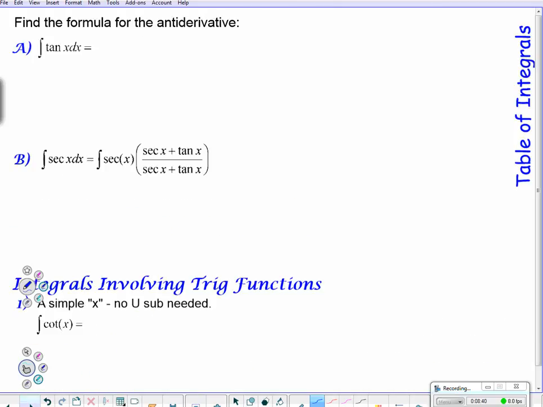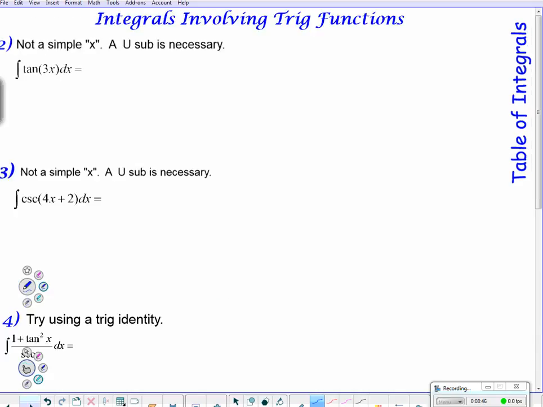Let's see. We've done that. So working with the integrals. Now, assuming we know what the integral of tan is, we know it is negative natural log cosine. What do I do with this 3x? Well, I use a little u sub. So let's let our u equal 3x. Then du is equal to 3 dx. Then 1/3 du is dx. We're pretty fast with our u sub these days.